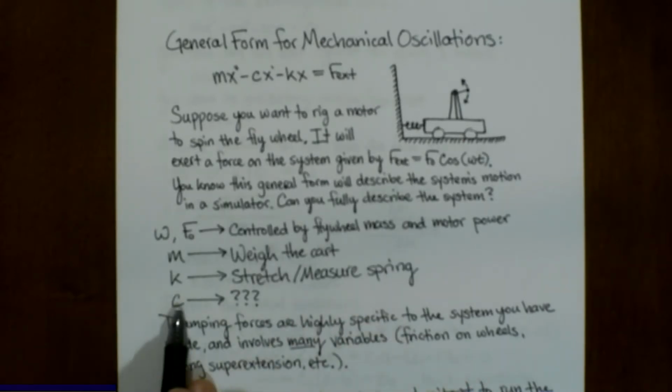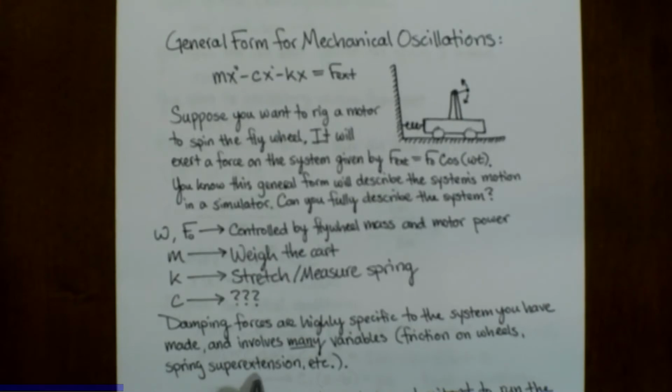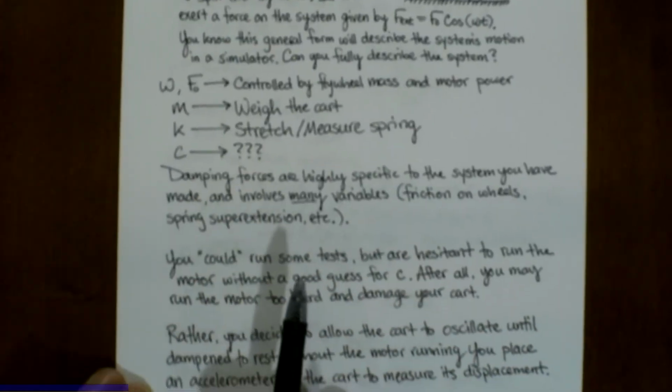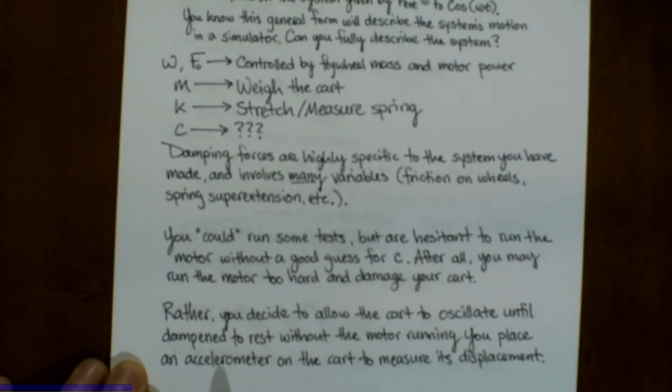Well, that depends pretty heavily on the specific system that you're talking about. The friction on the wheels, for instance, if you super-extend or super-compress a spring, even sometimes something like air resistance could be a large enough factor. You could run a few tests, but you're hesitant to run the motor without a good guess for what the damping coefficient might be. After all, you could turn it up too high and you could blow your cart away.